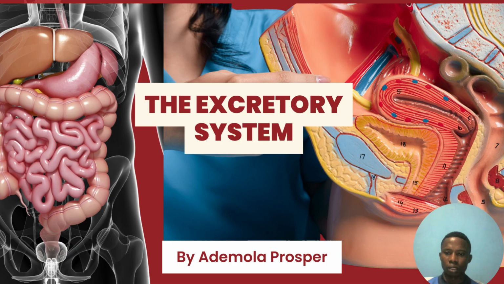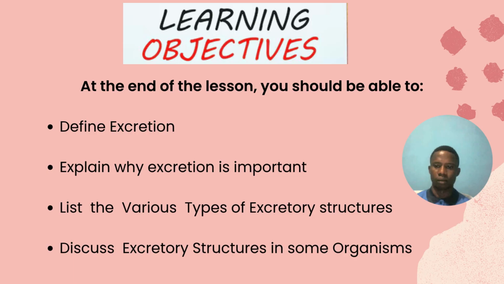Before we delve into the topic, let's look at the learning objectives. At the end of the lesson, you should be able to: 1. Define excretion, 2. Explain why excretion is important, 3. List the various types of excretory structure, and 4. Discuss the excretory structure in some organisms.